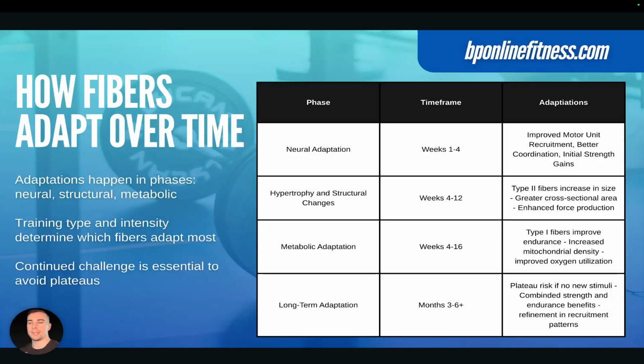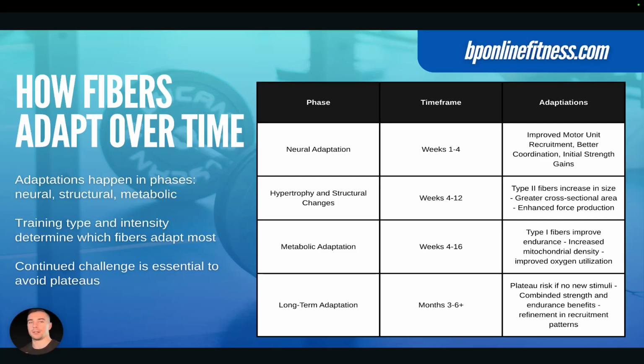So how fibers adapt over time. Adaptations happen in phases. This can be neural, structural, or metabolic. So training type and intensity determine which fibers adapt most. Continued challenge is essential to avoid plateaus. Again, this is kind of going back to the concept of progressive overload in a sense. So, what we're talking about here is from the beginning of your weight training to basically long term.